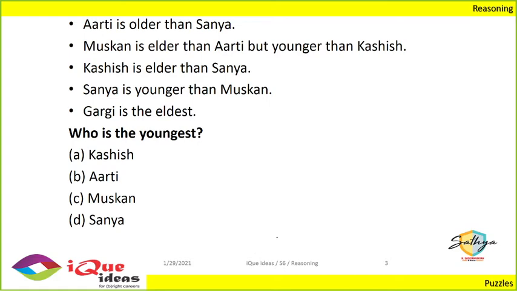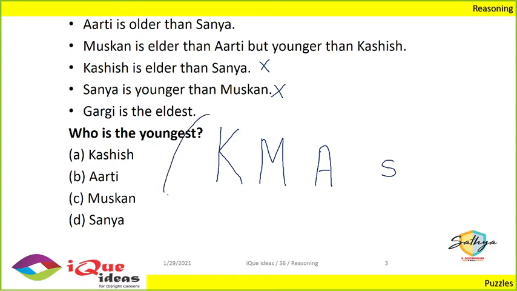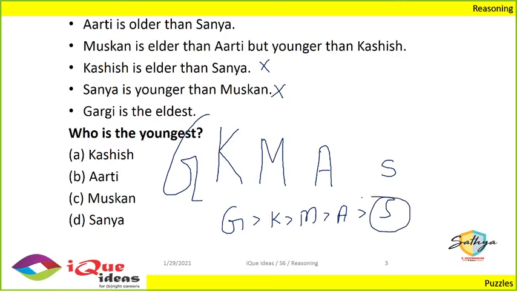Okay. So it's given that Aarti is older than Sanya. Muskan is elder than Aarti but younger than Kashish. Kashish is elder than Sanya, I already know that. Sanya is younger than Muskan, already know that. Gargi is the eldest. So it is clear that Gargi is elder to Kashish, is elder to Muskan, is elder to Aarti, is obviously elder to Sanya, which makes Sanya the youngest person in the group. Right? So option D, Sanya is definitely the right answer.